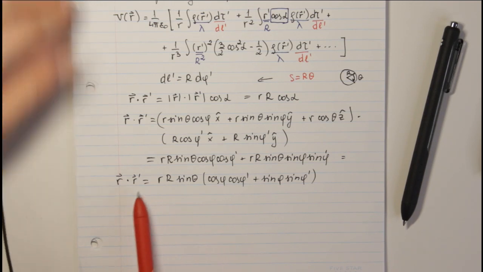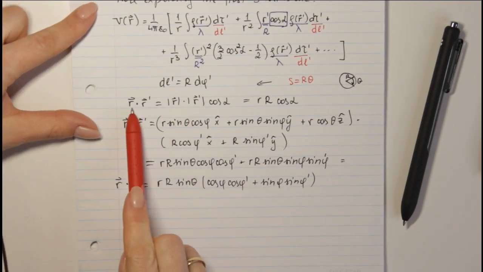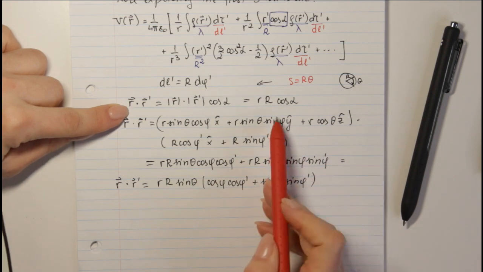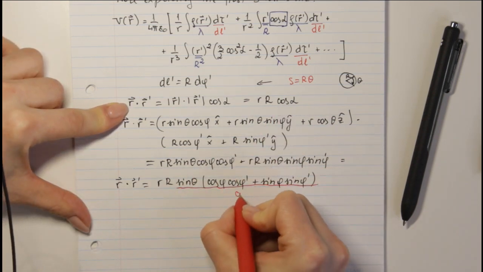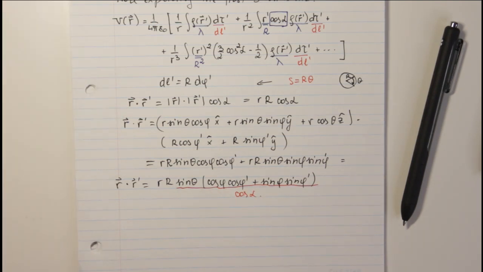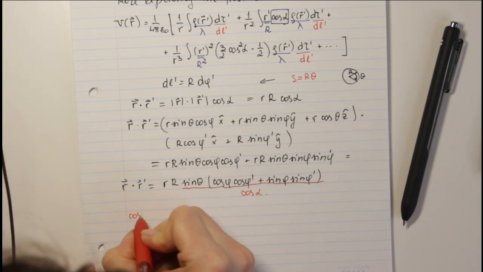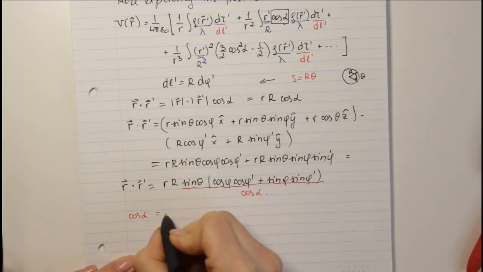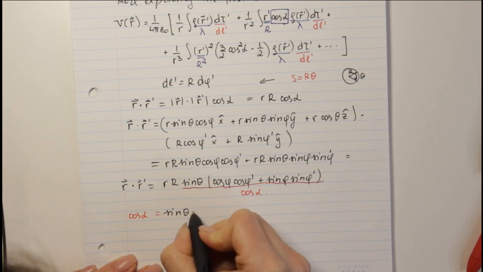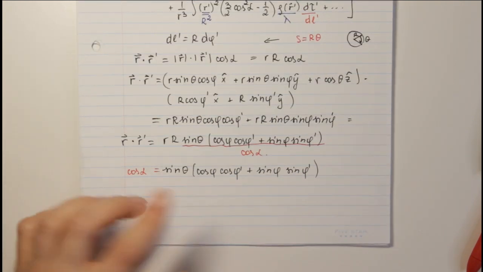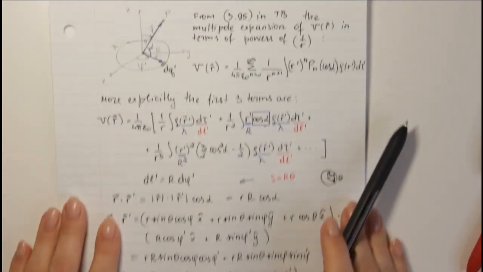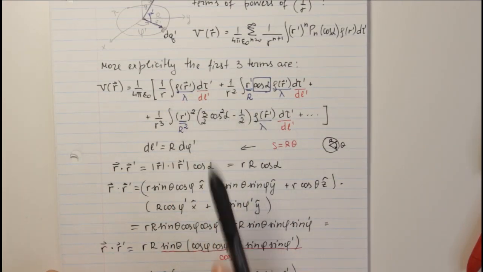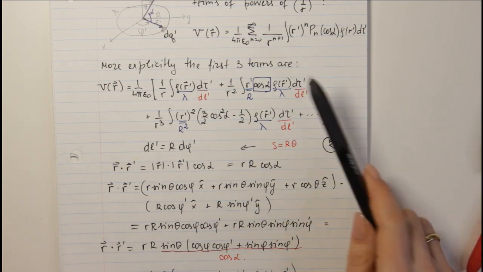Looking at this expression and this, we can compare and then conclude that this portion here is our cos alpha. And so cos alpha, I will just write it out separately. Now that we have this, it's pretty straightforward to get each of the terms in this expansion. We'll just take our cos alpha and substitute in here.